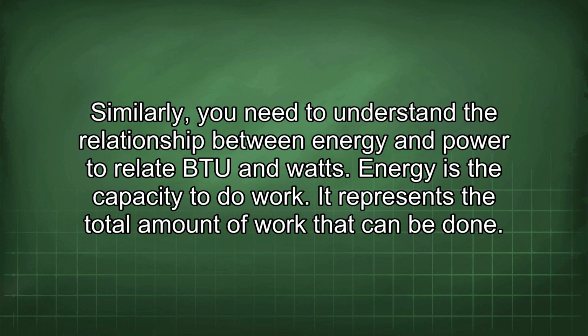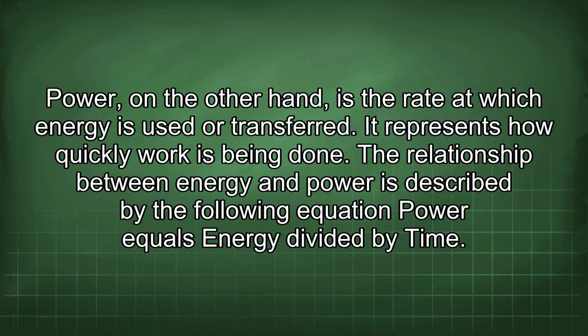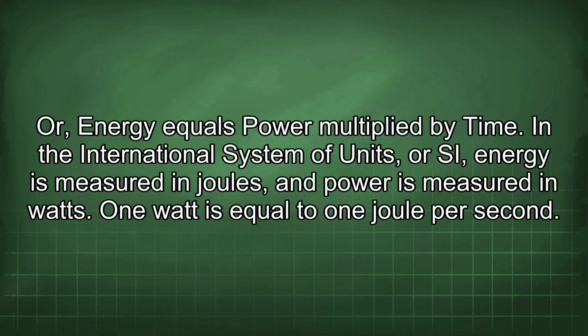Similarly, you need to understand the relationship between energy and power to relate BTU and watts. Energy is the capacity to do work. It represents the total amount of work that can be done. Power, on the other hand, is the rate at which energy is used or transferred. It represents how quickly work is being done. The relationship between energy and power is described by the following equation: power equals energy divided by time, or energy equals power multiplied by time.